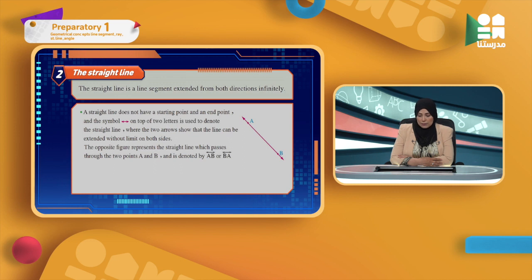The opposite figure represents the straight line which passes through the 2 points A and B and is denoted by AB, and we have to put above it a straight line with the 2 directions, or BA, and the same, put the arrow above it. So what is the difference between a straight line and the line segment? The straight line doesn't have a length, but the line segment has a length.